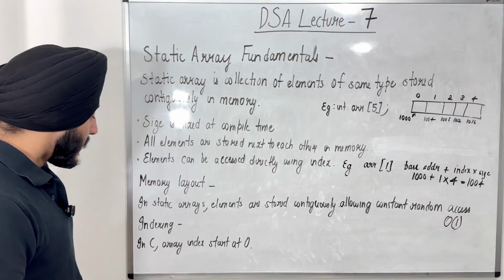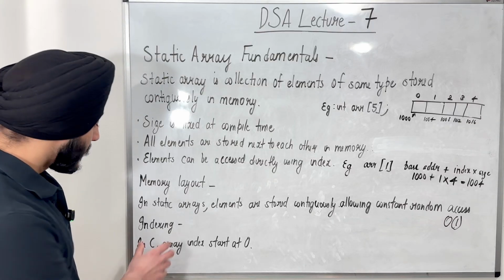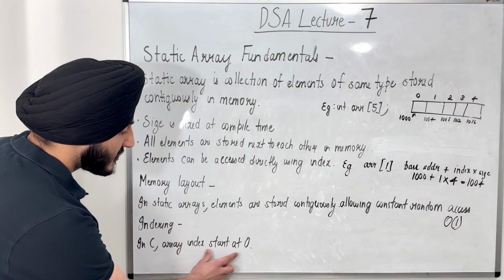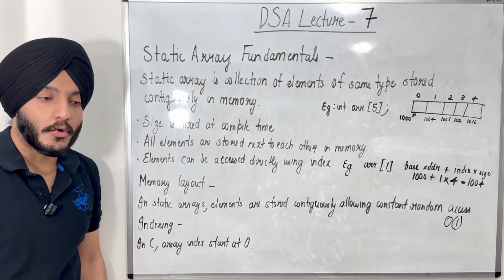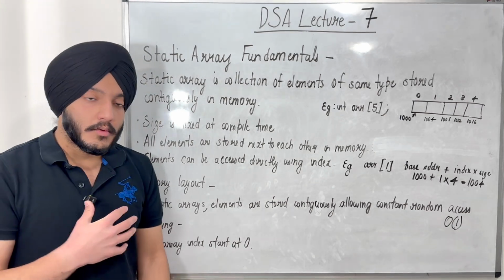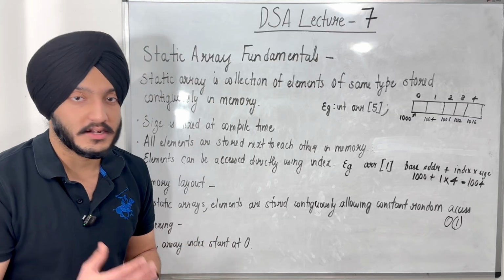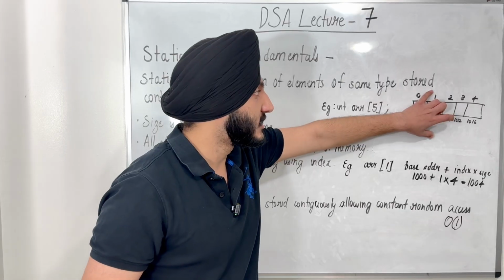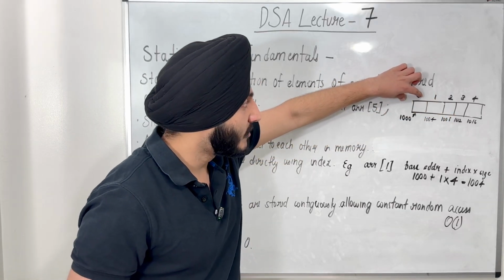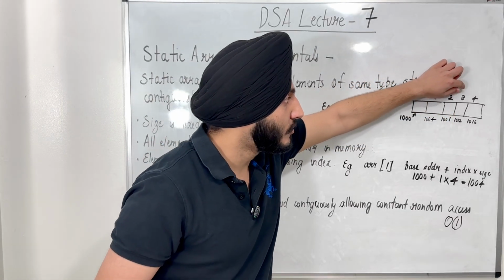It just has to perform this constant calculation, right? Okay. Now, the last one is indexing. So in C, array indexes start at 0. Now, this is a very basic point. In C code and in a lot of languages, the indexes start at 0, right? So this is how the indexes start. So the first element will be stored at 0, second at 1, 2, 3, 4.